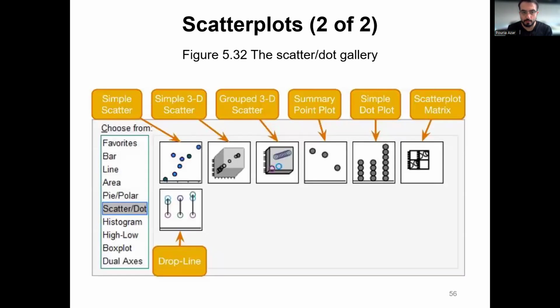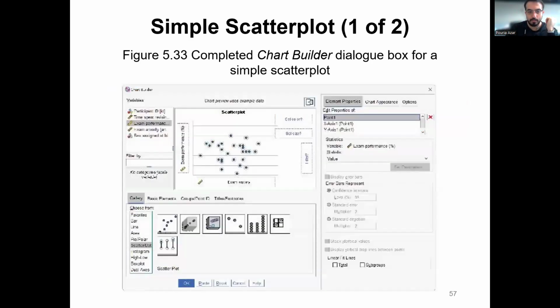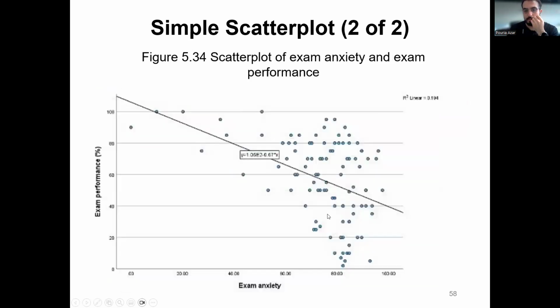So for a scatter plot, again, in the gallery window, we can choose scatter dot, and we have simple scatter, 3D scatter, grouped scatter, summary point plot, and so on and so forth. So I click on scatter plot, I click on simple scatter, I drag and drop my variables into drop zones, and then I can also choose my element properties on the right side of the window. And this is the output from the scatter plot.